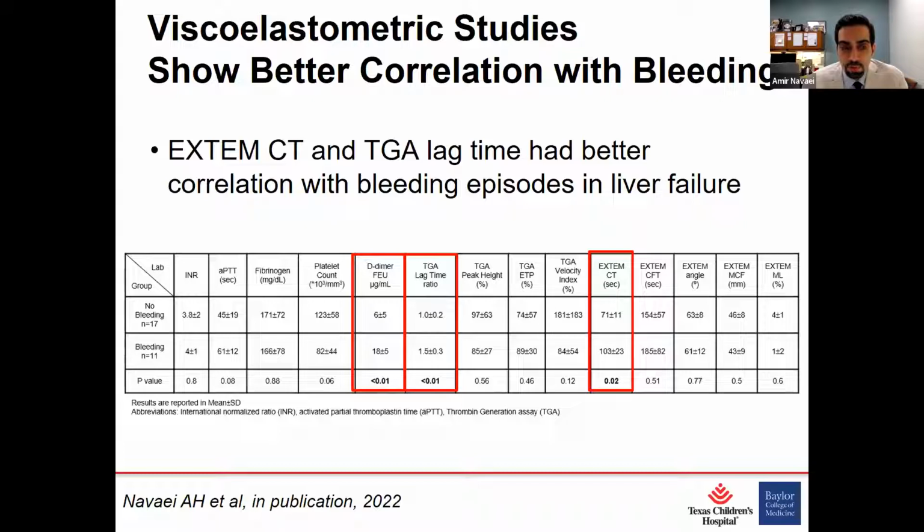This is also a study that we performed in our institution, looking at the viscoelastometric assay and TGA thrombin generation assay in liver failure patients, and looking at the correlation with the bleeding episodes. And we were able to see that XTEM clotting time in ROTEM, as well as the lag time in the thrombin generation assay, was significantly associated with the bleeding episodes, which was a great finding, because there is actually paucity of data about what tests could be correlating with the bleeding episodes. Obviously, further studies need to be done to establish this, but it was a good finding so far.